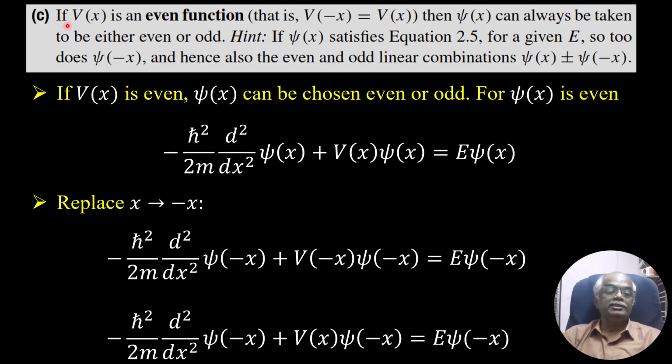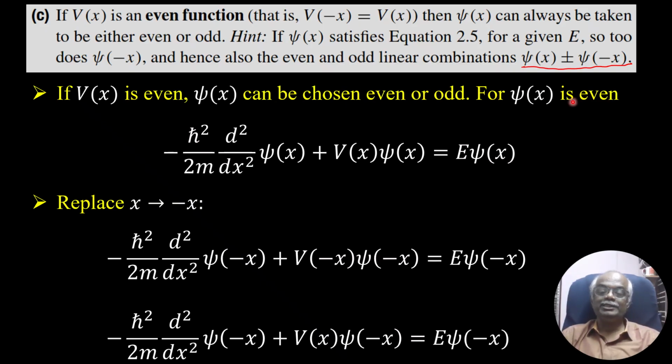Then the next theorem is: if V(x) is an even function, that is V(−x) is equal to V(x), then ψ(x) can always be taken to be either even or odd, and its linear combination. We can take this linear combination ψ(x) plus or minus ψ(−x). Let us take first, if V(x) is even, ψ(x) can be chosen even or odd.